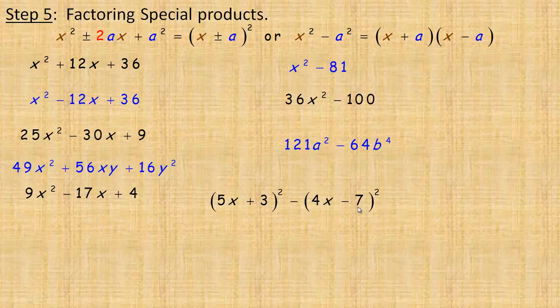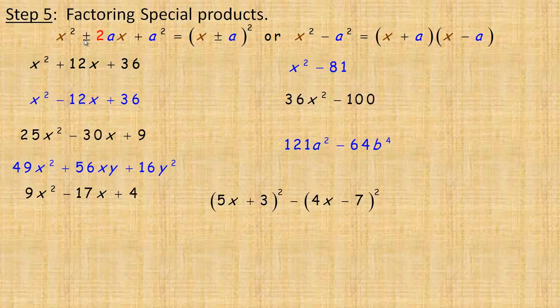And onto the last page here, step 5 here. These are called the special products. Perfect squares, difference of squares, that kind of thing. And so we're going to talk about perfect squares first of all on the left side of the page here in the top half or so.